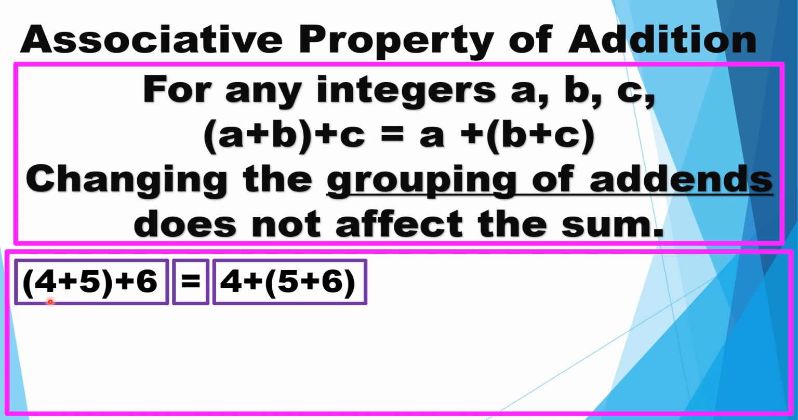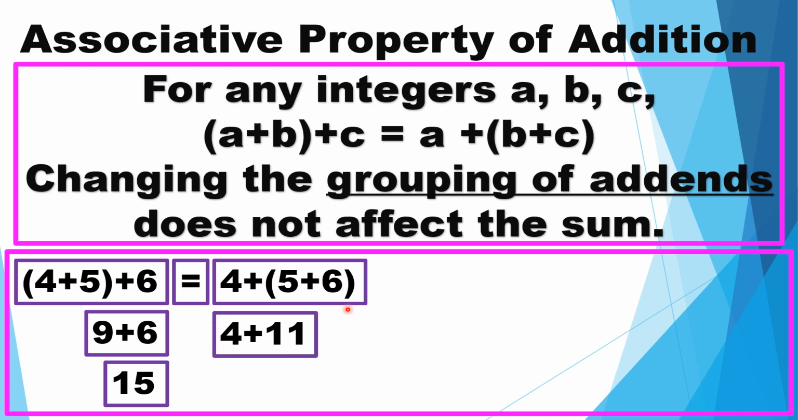The quantity of 4 plus 5 plus 6 is equal to 4 plus the quantity of 5 plus 6. So, sa left side yung nakagroup, 4 plus 5. Sa right side yung nakagroup, 5 plus 6. So, let us solve kung yung sum is the same. 4 plus 5 is equal to 9. Bring down 6. 9 plus 6 is equal to 15. Next, sa right side, 5 plus 6 is equal to 11. 4 plus 11 is equal to 15. 9 plus 6 is equal to 4 plus 11. 15 is equal to 15.